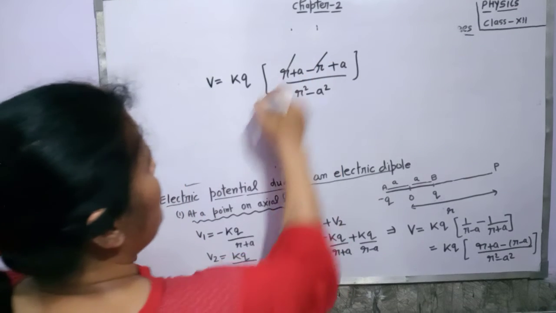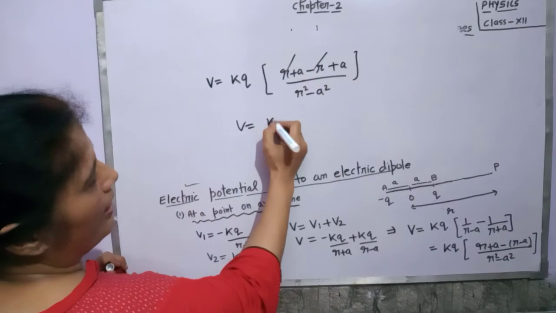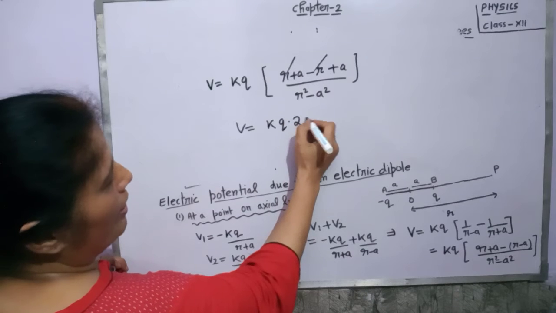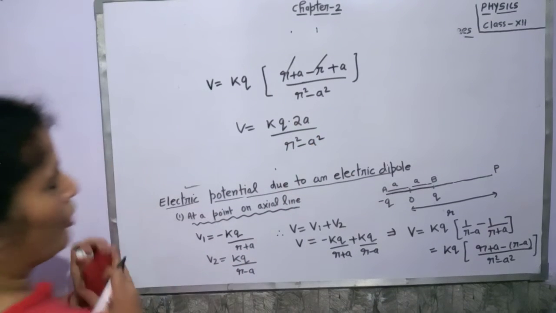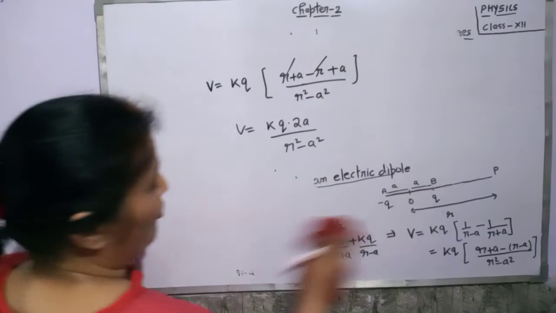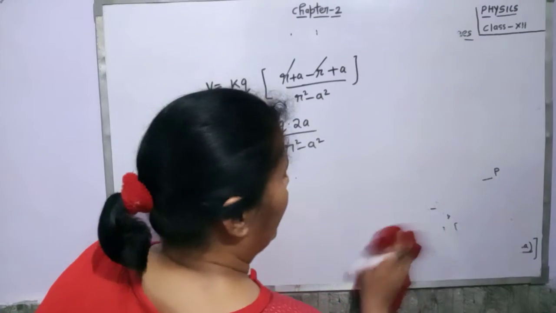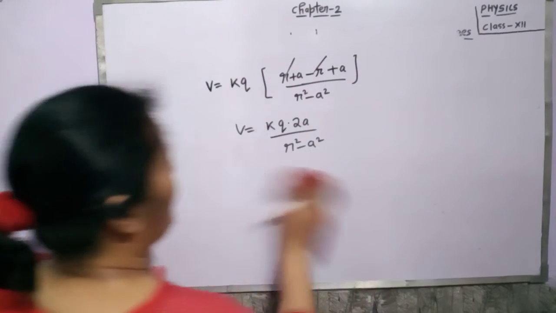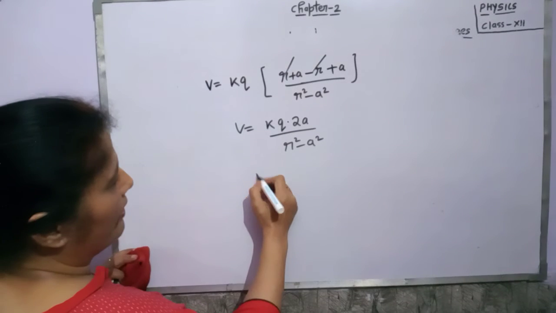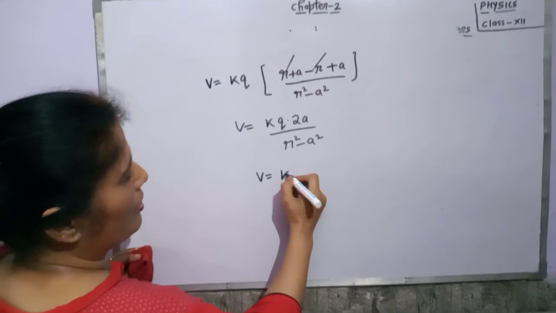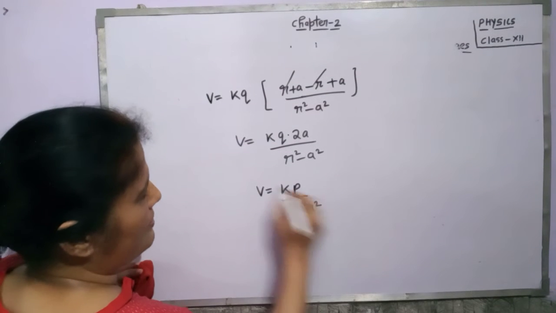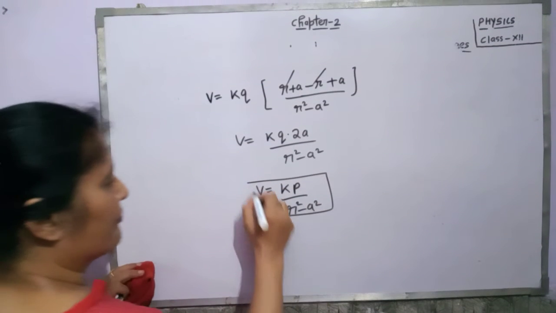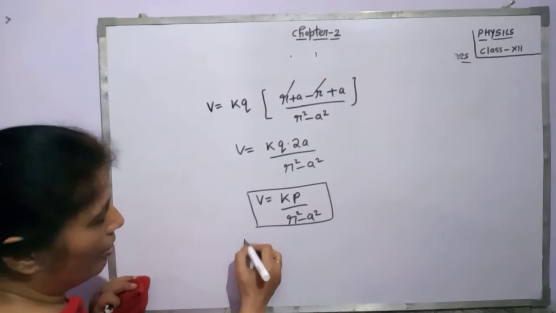R cancels out. We get here KQ into 2A upon R square minus A square. Q into 2A is equal to, you know it, the electric dipole moment, which is denoted by P. You can write it here: V is equal to Kp upon R square minus A square. This one.